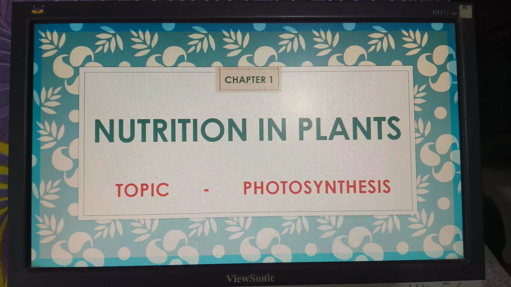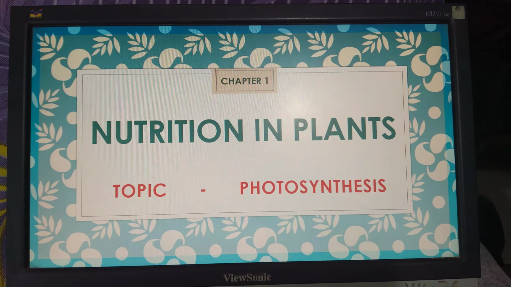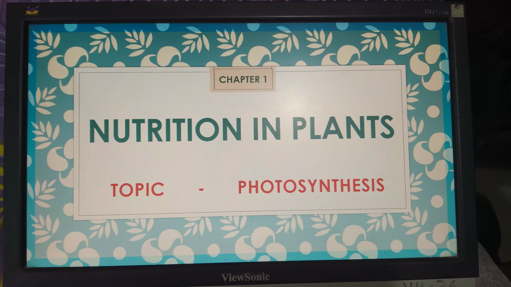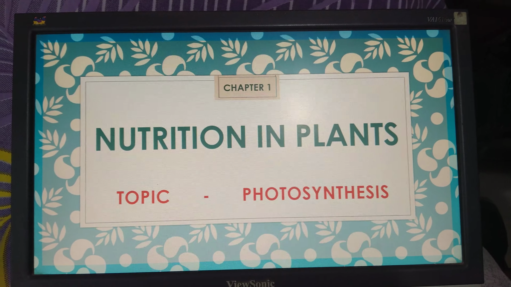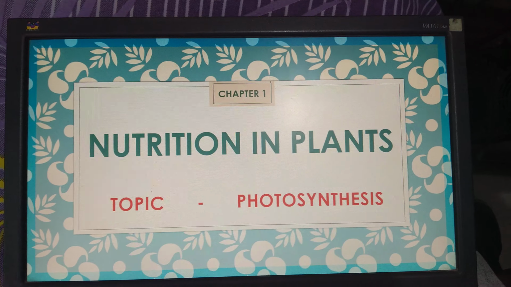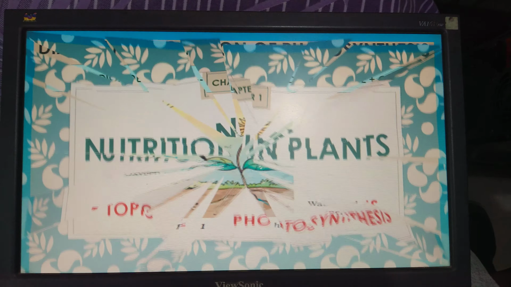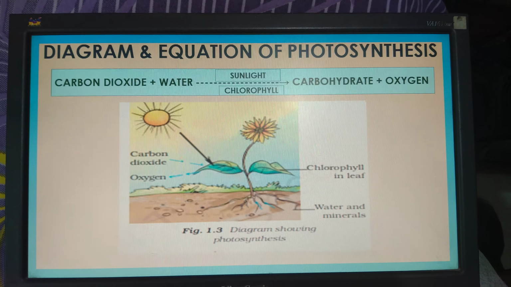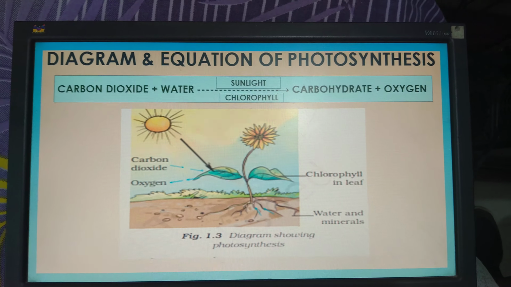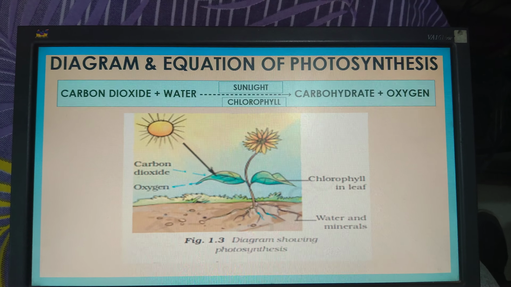Hello students, myself Sanjeev. Today I am going to explain the topic photosynthesis of chapter 1, that is nutrition in plants. So here I am going to start with the diagram of photosynthesis and the equation that is related to this photosynthesis.